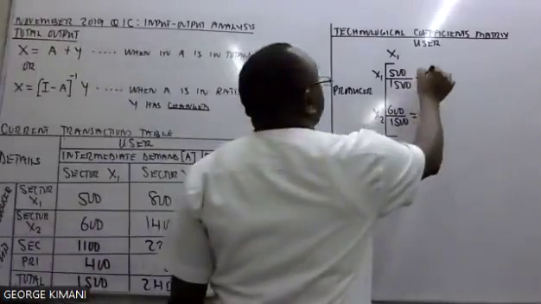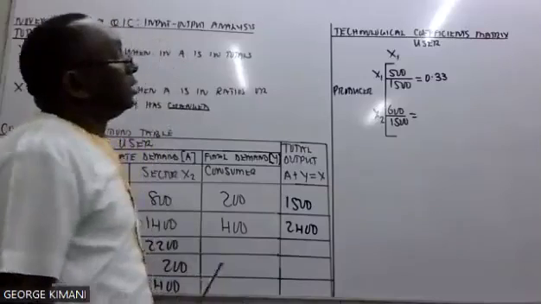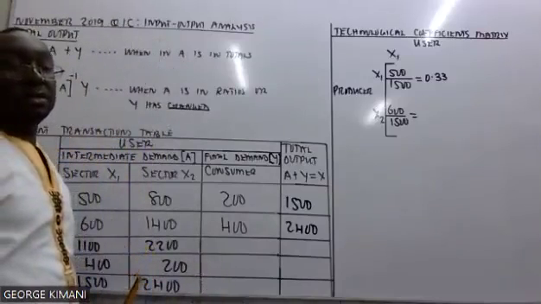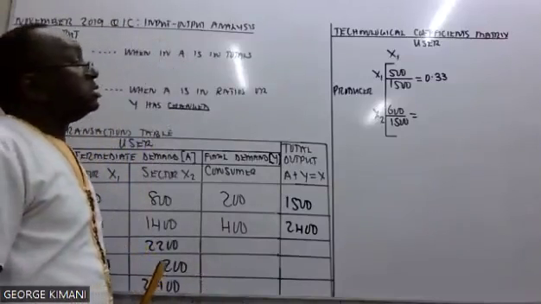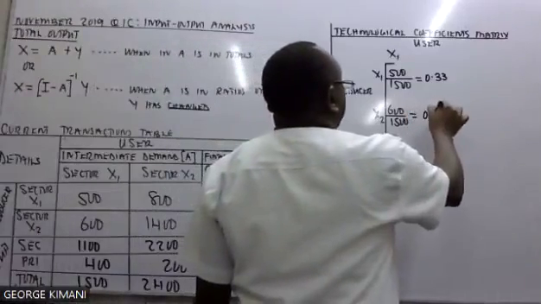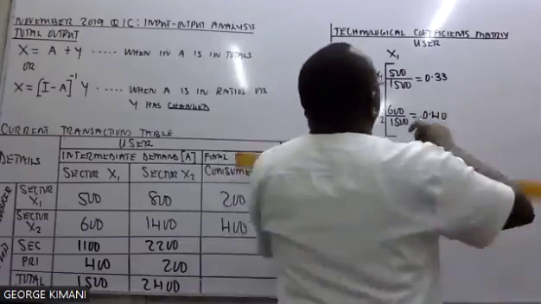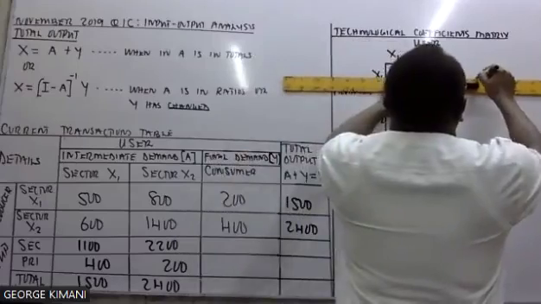So we can confine ourselves to 2 decimals, 0.33, 0.4 exact. Okay. Then we come here now to the next one.